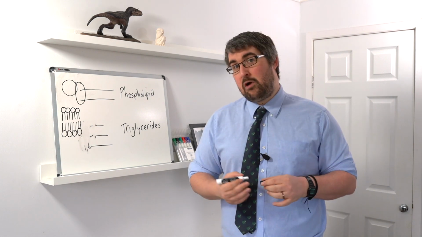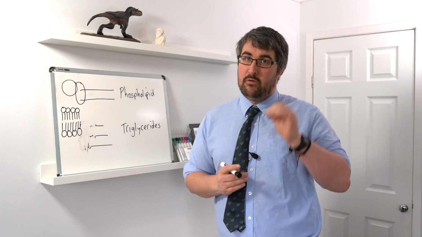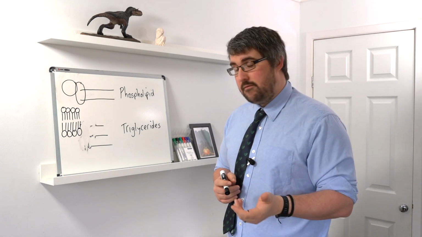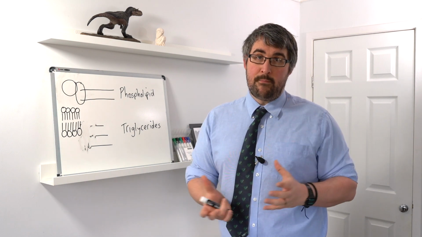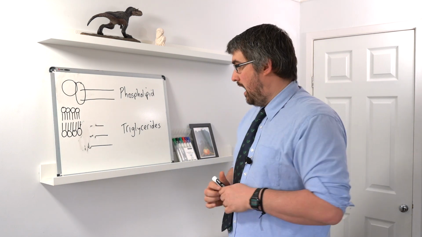So that's one of the primary roles there of our phospholipids. They will form a phospholipid bilayer, which will help form cell surface membranes or membranes around organelles as well.